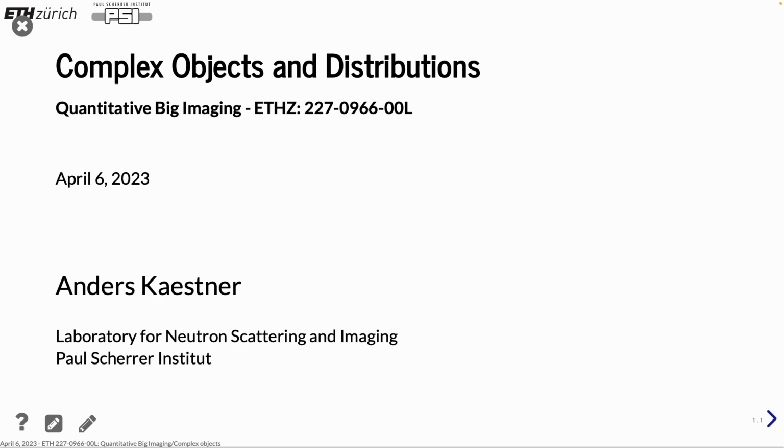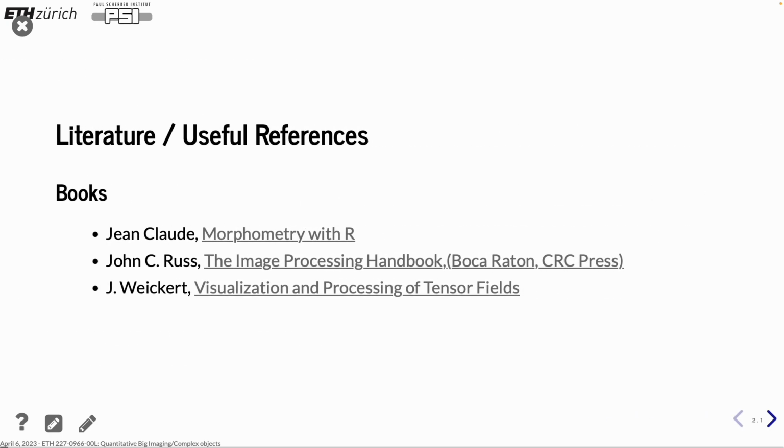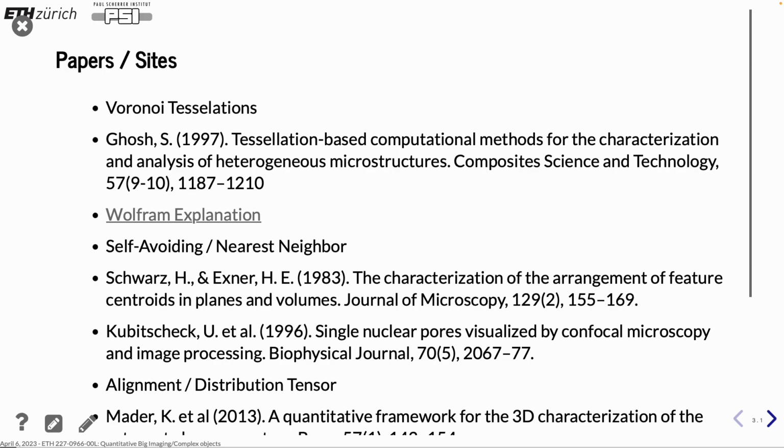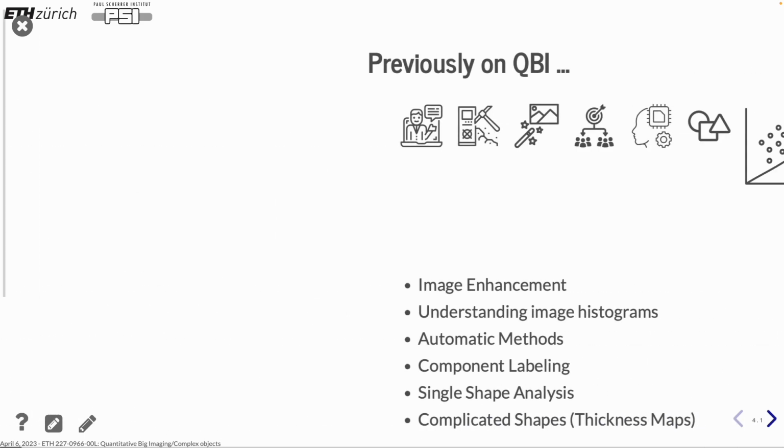Anyway, today we are talking about complex objects and distributions. And there's actually two main topics today. And again, we have some literature that I actually should update. I have recently found a couple of new books that could be relevant. And also a large collection of papers and websites that we can look at.